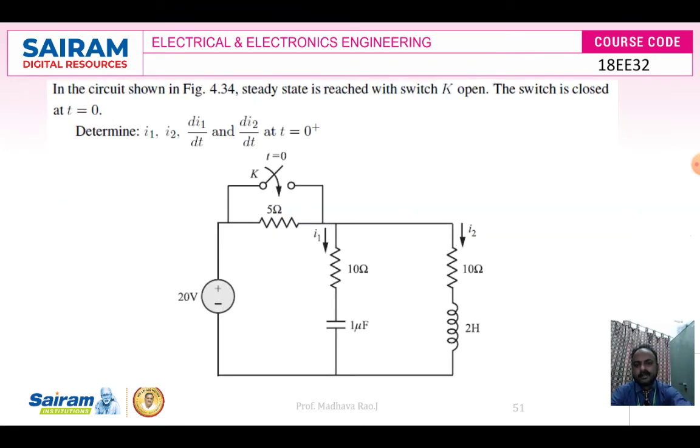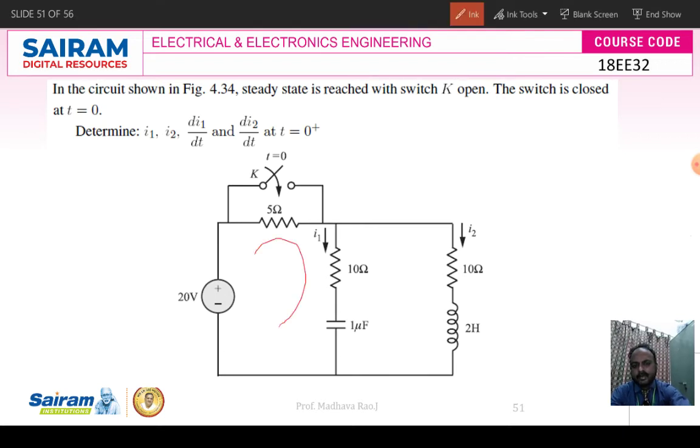KVL. So this is loop 1. So we have to write KVL equations for loop 1 and loop 2. So we will get two loop equations. Using those two loop equations we can find di1 by dt and di2 by dt. So the loop 1 current we make it I1 and the loop 2 current we consider as I2. So we find the differentiation of I1 and the differentiation of I2 values.